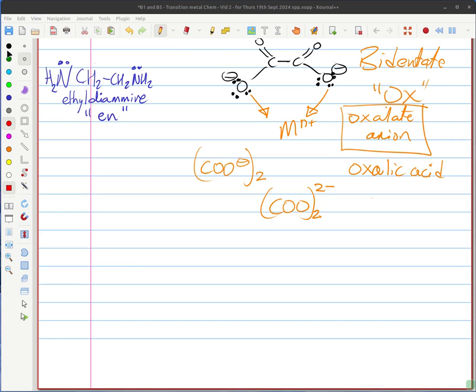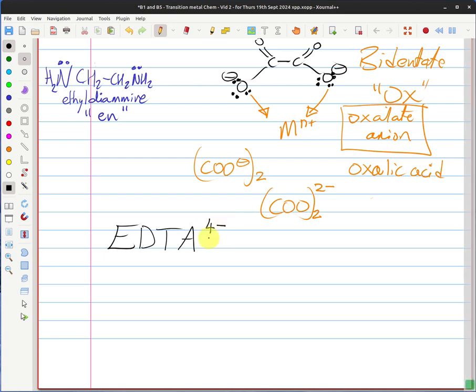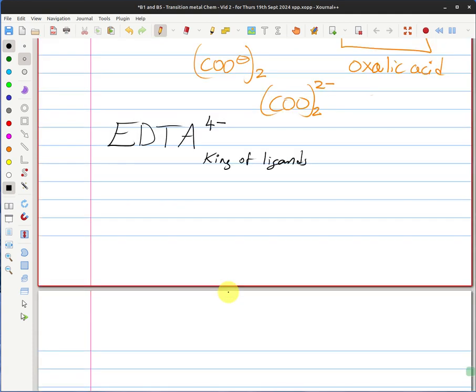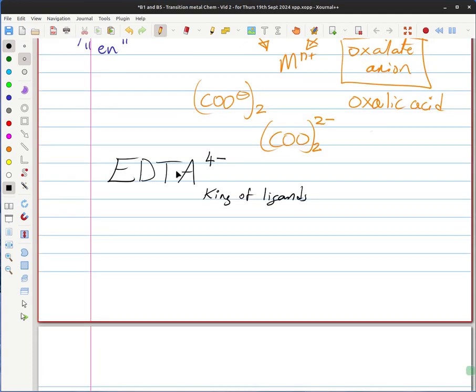Now, the king of all ligands is EDTA. And EDTA, a bit like ox, actually comes with a charge. It acts as a ligand when it has a 4- charge. So this is what I call the king of ligands. Don't use that in exams. The examiner will say, what are they talking about? Just between us, okay? So I think you need to draw the structure of this, and it's quite big, but it's very symmetrical, so it's actually not too difficult to draw.